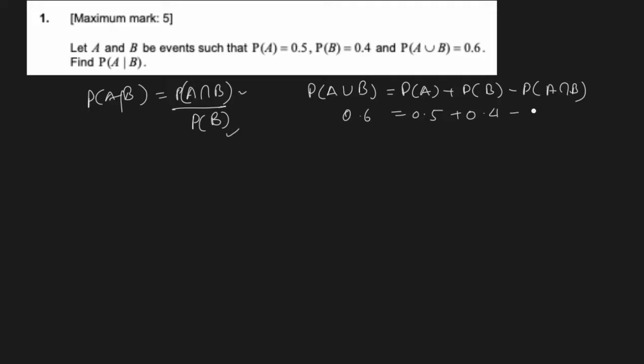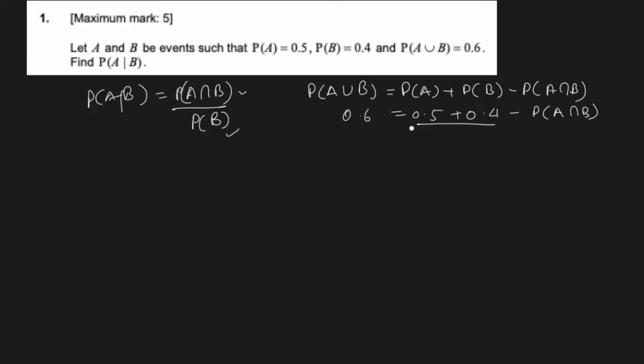We have probability of B here, 0.4, but we don't have the intersection, and this intersection we'll get from the equation, which is a formula. A union B is equal to probability of A plus probability of B minus probability of A intersection B. And we know everything here. Probability of A union B is 0.6, probability of A is 0.5, probability of B is 0.4, minus probability of A intersection B, which we need to find out.